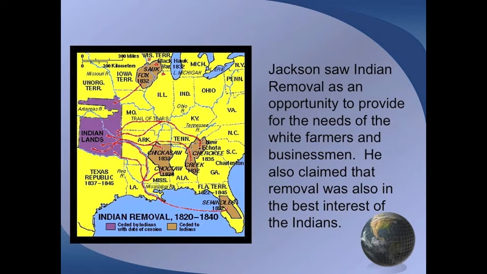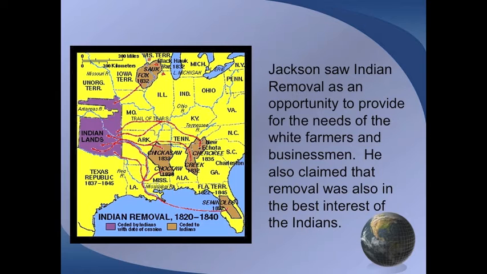Although the five civilized tribes had in fact civilized, they were still facing constant pressure from white settlements, especially after gold was discovered in Georgia. This placed increasing pressure on the civilized tribes to move to the new Indian Territory in Oklahoma. Jackson saw removal as an opportunity to meet the needs of the white farmers.